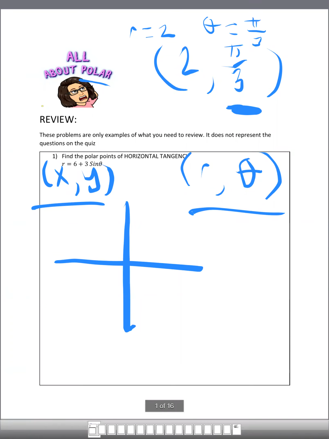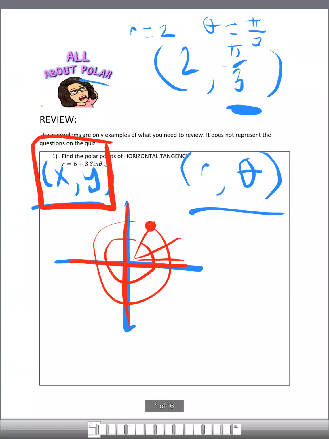Now let's graph this on the actual graph that I drew over here. I'll do it in red first. So pi over 3, if you remember, it goes pi over 6, pi over 4, pi over 3, and an r of 2, let's say you have a radius, it would be over here, right? So that's where it's located on the polar graph. But where would it be located on the x and y graph? You have to convert.